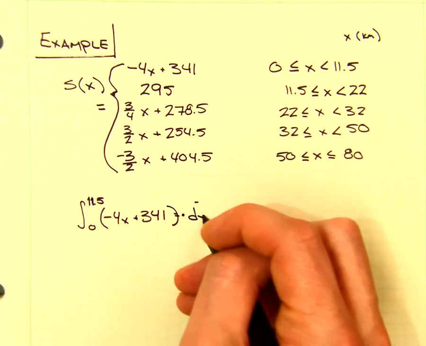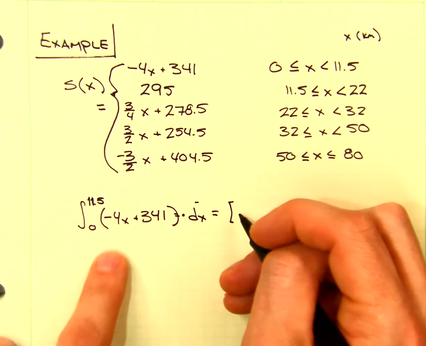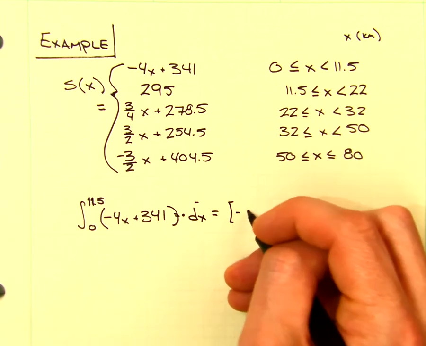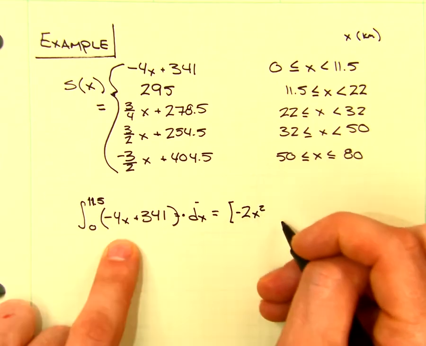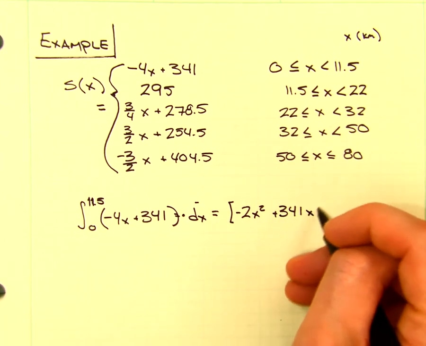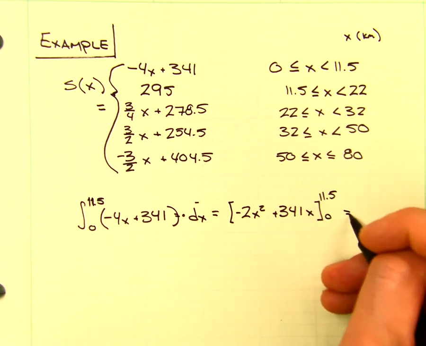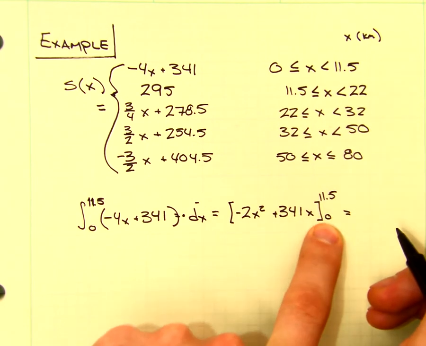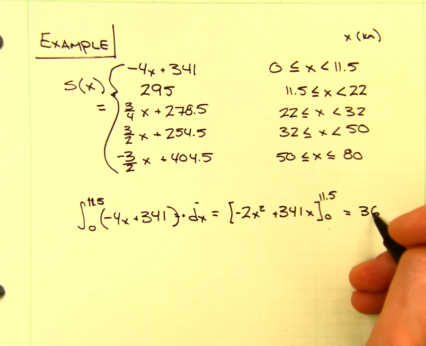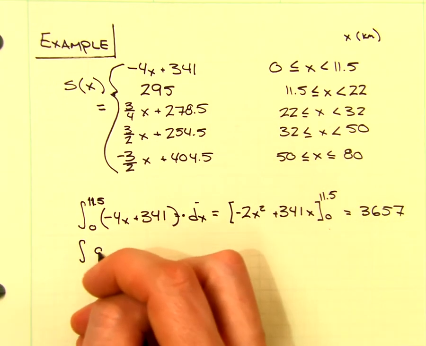Never forget the dx. It's going to be equal to, now I can do this, negative 4x is going to become negative 2x squared when I do the antiderivative, plus 341x, right, from 0 to 11.5. Once again, you can plug in your f of b, subtract f of a, and this is just going to be equal to 3657.